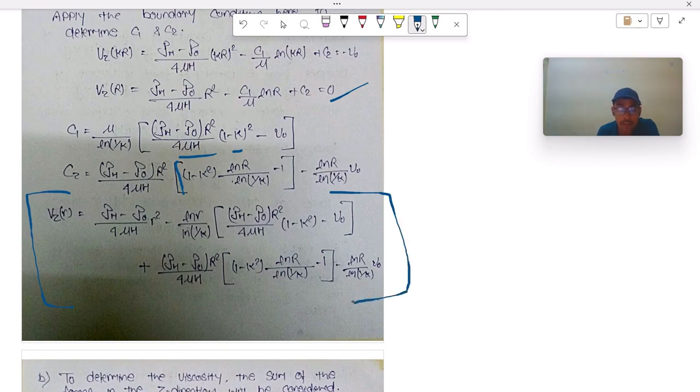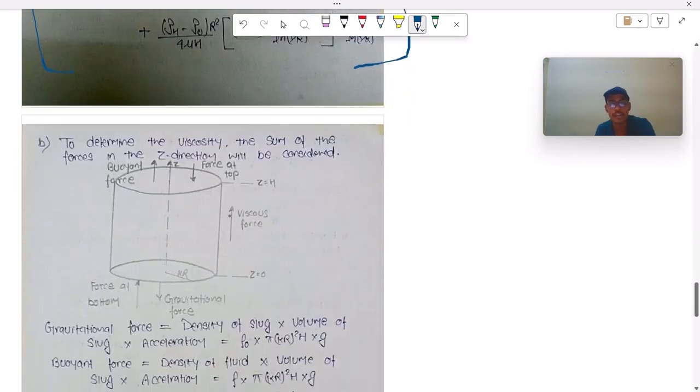We also have to find the viscosity in terms of the terminal velocity v naught. So for that, this is our system. To determine the viscosity, the sum of forces in the z direction will be considered. So there are a total of 5 forces acting on this system: first the buoyancy force, the force on the top surface, the force at the bottom, and the gravitational force. And there is also the viscous force playing a role.